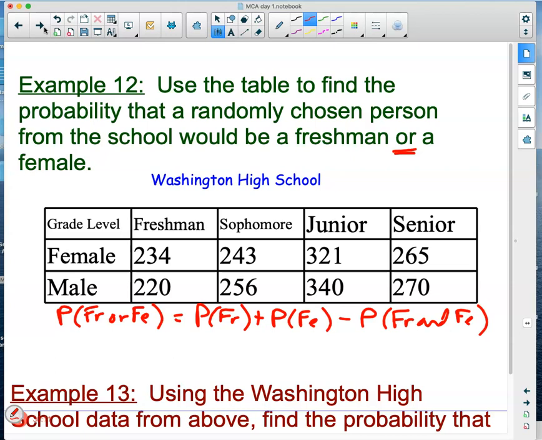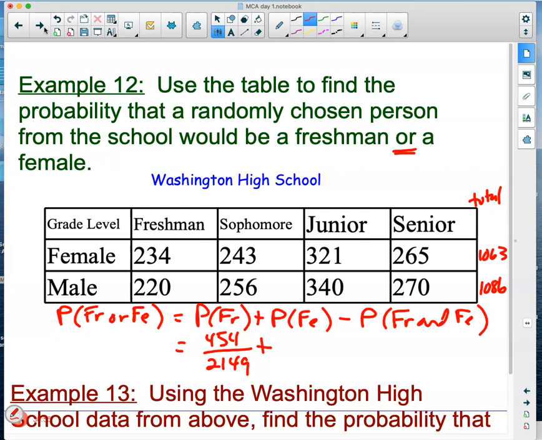So we need the probability that they're a freshman plus the probability that they're a female, but we have to subtract anybody that's been double counted. So first things first, if you add up all the females, you're going to get a total of 1,063. And if you add up all the males, you'll get 1,086. So together, when we add those, we get 2,149. So out of 2,149, we want the probability that they're going to be a freshman. So we'd add up 234 plus 220, and that would give us 454.